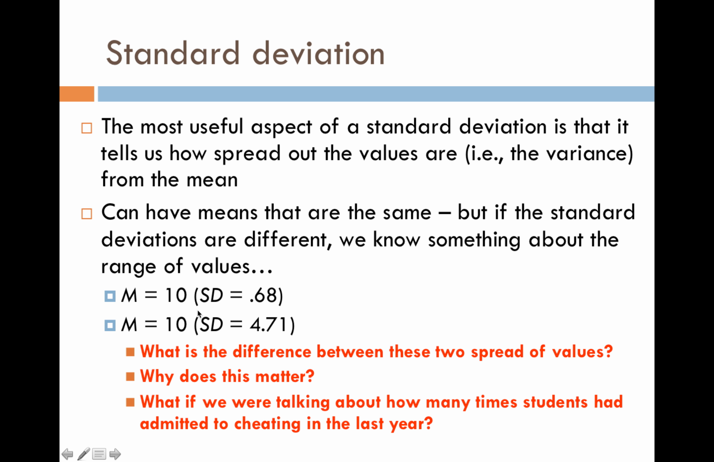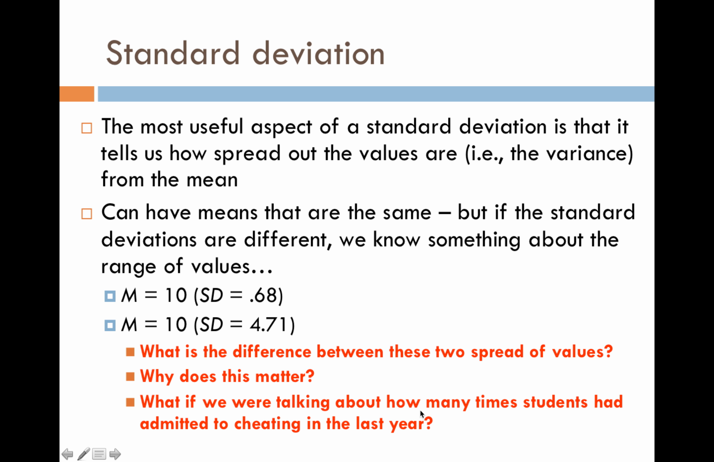If you have a mean with a standard deviation of 0.68 versus a mean with a standard deviation of 4.71, you know that this range is going to be bigger, so it has more variance. This range is going to be smaller and has less variance. This would be the skinny hump. They're all clustered around the mean. This would be the longer hump, and they're further away from the mean.